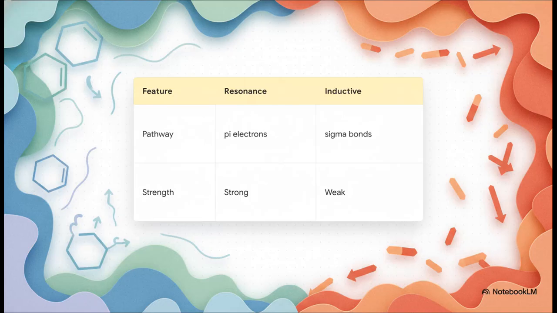Now, exams absolutely love to test the difference between the resonance effect and the inductive effect, so do yourself a favor and memorize this comparison chart to lock in those easy points. The inductive effect operates entirely through sigma bonds, and it dies out really quickly over a short distance. Resonance, however, operates through pi electrons. It doesn't fade over distance as long as it's within a conjugated system, and it is a much stronger force when it comes to dictating the molecule's overall stability.